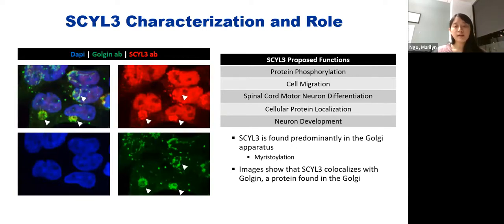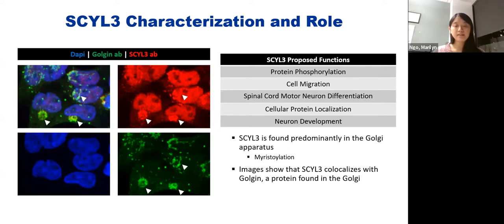So what exactly is SCYL3? SCYL3 stands for SCY1-like pseudokinase 3 and is a protein coding gene. It is part of the SCYL family, which consists of SCYL1, SCYL2, and SCYL3, and has been implicated in neuronal function and development. However, the exact biological function of SCYL3 remains unknown.